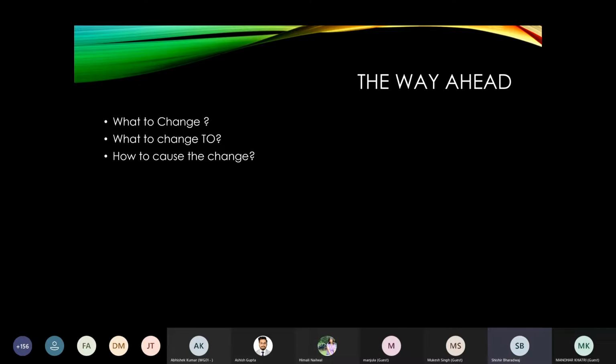So, before we begin, there's always a sequence in which one should go. And the sequence is guided by these three questions: what to change, what to change to, and how to cause the change. What to change is called the managerial know how, what to change to is called the operational know how, and how to cause the change is called the psychological know how.